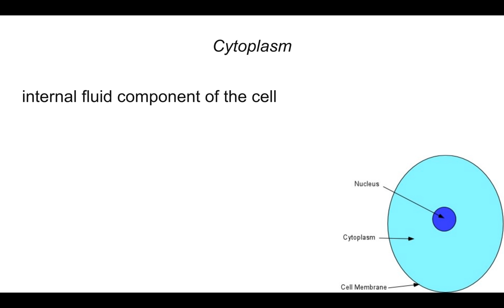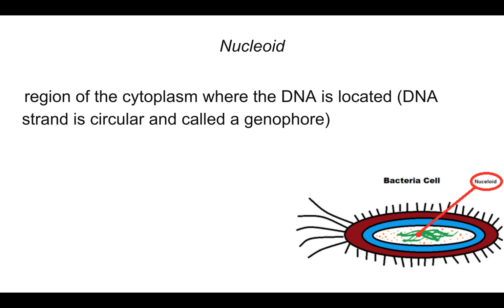Okay, so first off, the cytoplasm. This is the internal fluid component of the cell. Since no organelles are compartmentalized within the prokaryotic cell, this is where all the organelles and structures will be floating around. Okay, so a nucleoid, this is the region of the cytoplasm where the DNA is located. It's not an actual nucleus, this is what replaces the nucleus in the prokaryotic cell. It's just a strand of DNA, as shown in the picture at the bottom right. This is where all the genetic information is stored.